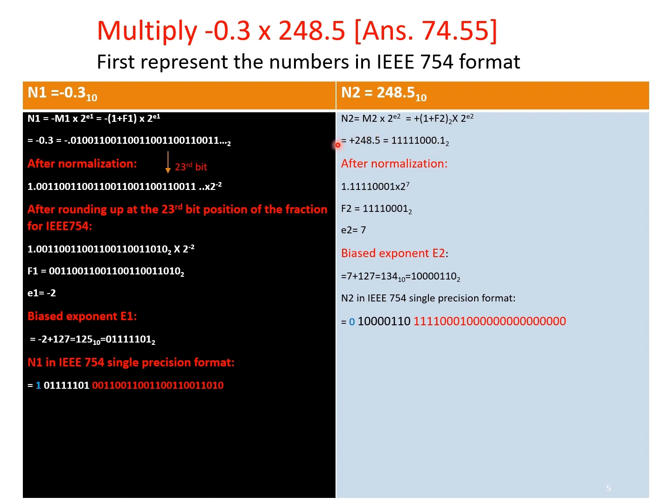Similarly for the number 248.5, this is the conversion from decimal to binary, and after normalizing you get 1.1111, this number. From there you take the fraction and note the exponent 7, and the biased exponent will be 7 plus 127, which is 134. In IEEE 754 format the sign bit will be 0 because it is a positive number, then the exponent, and then the fraction part.